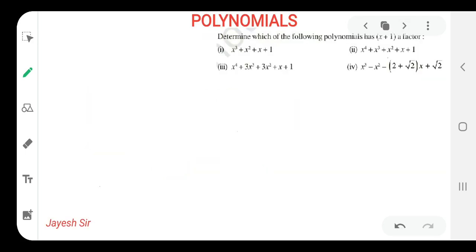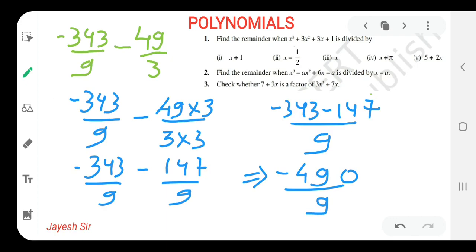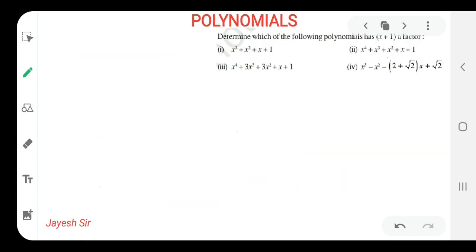That means determine which of the following polynomials has x plus 1 as a factor. As we have further solved about remainder, but here we are supposed to solve about factor. Factor means what we are supposed to do, friends. We have to put the value of x simply that we are already putting in our videos. Yes, x plus 1. In this, what we can do, x plus 1 is equals to 0. We have to put like that, and value of x would be minus 1. What we have found, friends, we have found the value of x as minus 1.